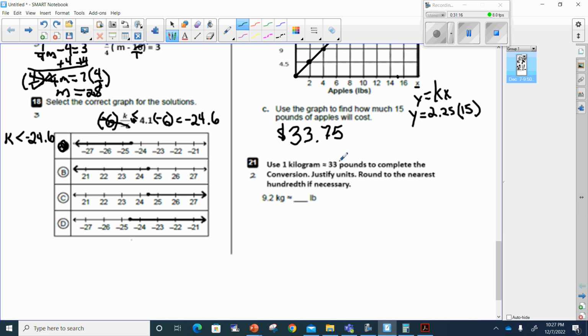All right, let's get to our last one. 1 kilogram equals 33 pounds. To complete this conversion, justify units. Round to the nearest hundredth if necessary. Well, if I do this, and I know that 1 kilogram is equal to 33 pounds, and I want to know what is 9.2 kilograms, I'm going to multiply this by 9.2. Whatever I multiply to one side, I got to do the other. Well, I know this is going to give me 9.2 kilograms.